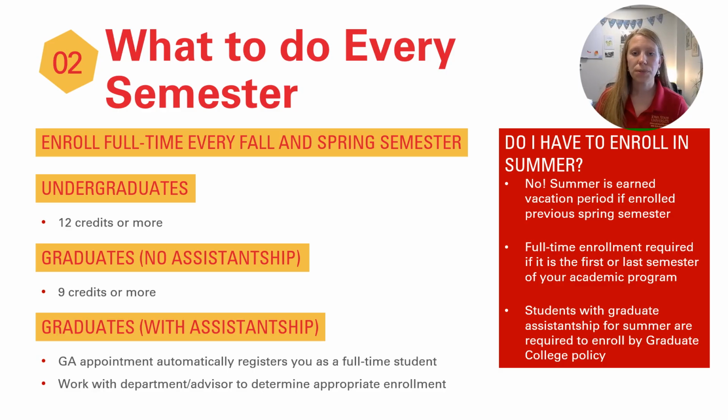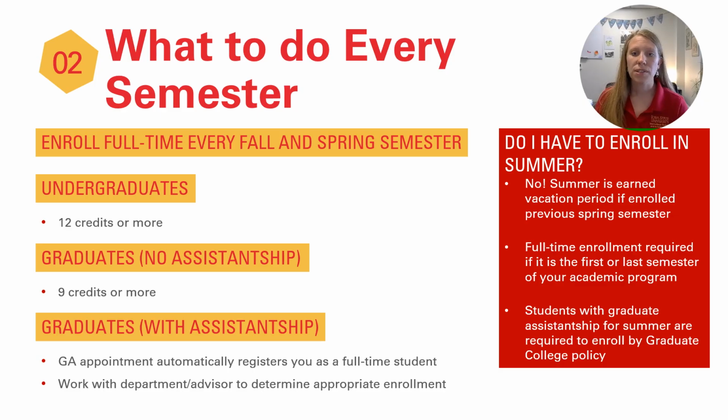F1 students must be enrolled full-time every fall and spring semester. Full-time enrollment is different for undergraduate and graduate students. Full-time enrollment is 12 credits for undergraduate students and 9 credits for graduate students without an assistantship.